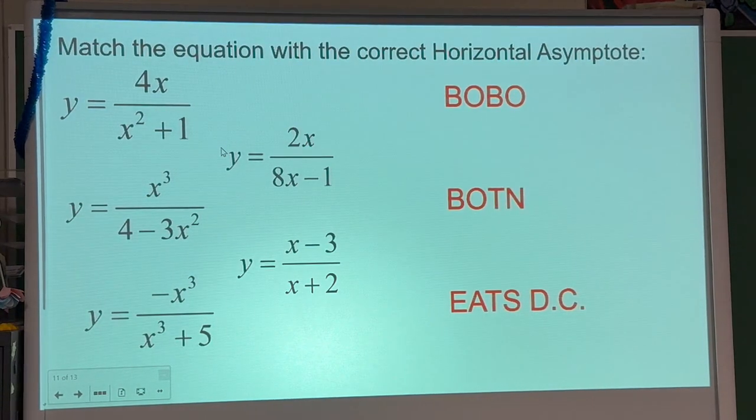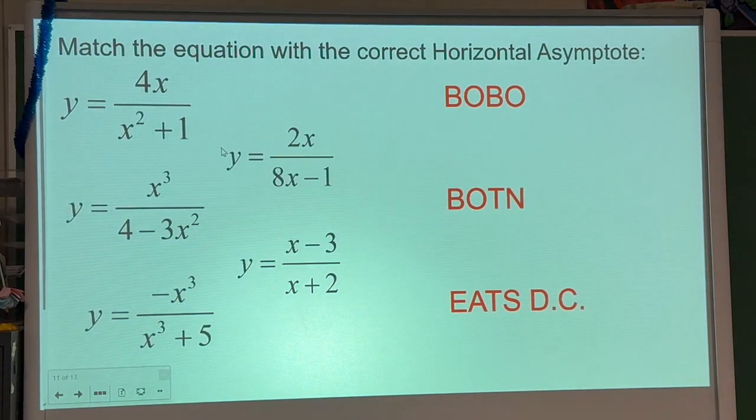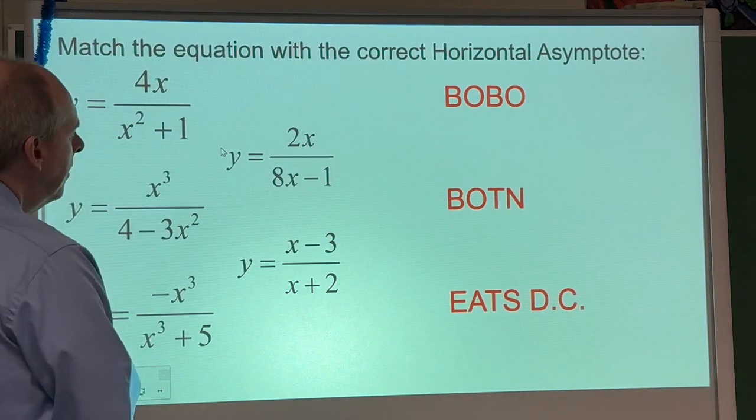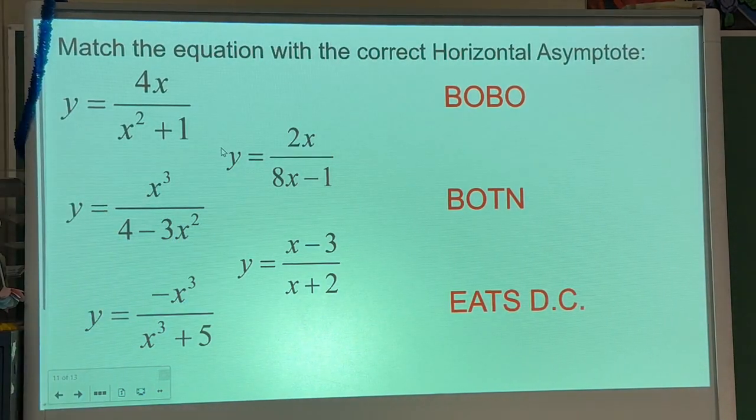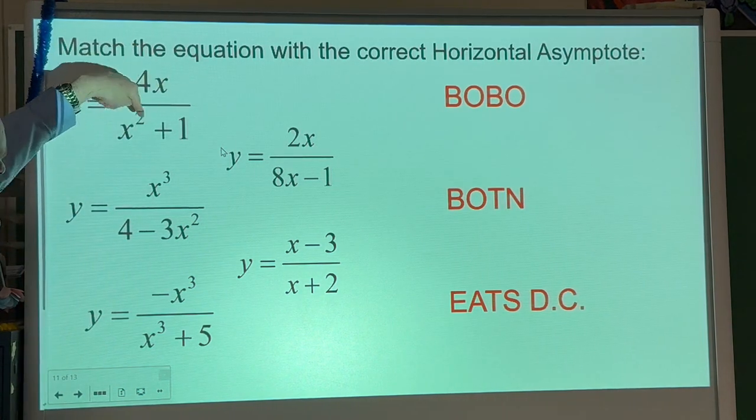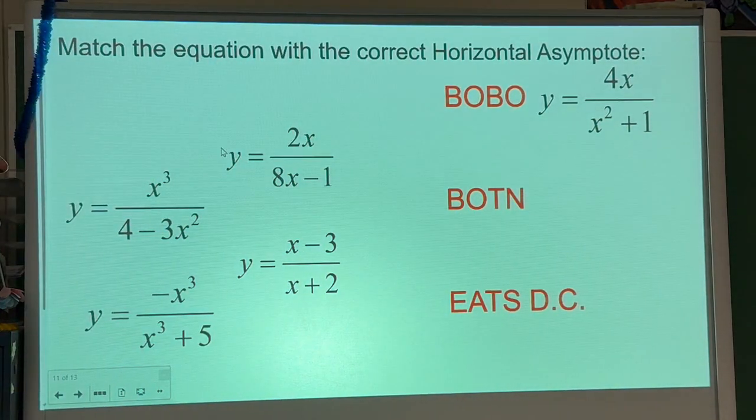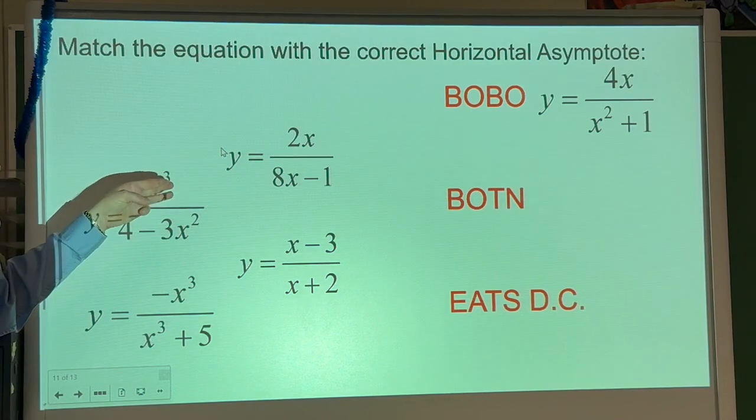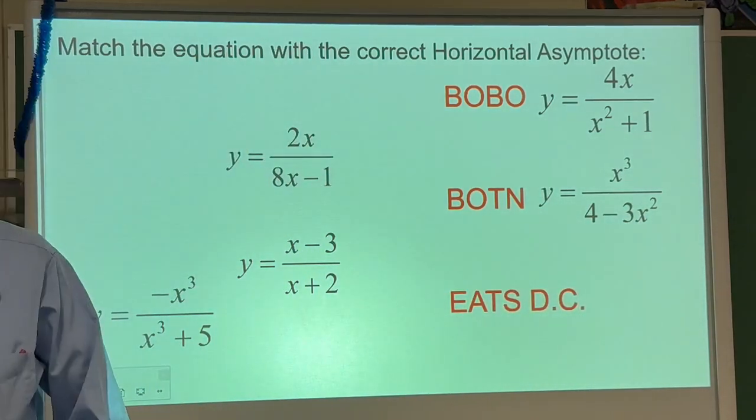We'll do a little matching here. Try and take the equation and put it in the right spot. Is it Bobo, is it Botan, or is it Eats DC? So, Bobo, bigger on bottom. Find one that has an exponent that's bigger on the bottom. Here, exponents 1, exponents 2. My answer, y equals 0. Bigger on top. Well, this exponent's 3, this one's 2. Bigger on top, there is no horizontal asymptote.